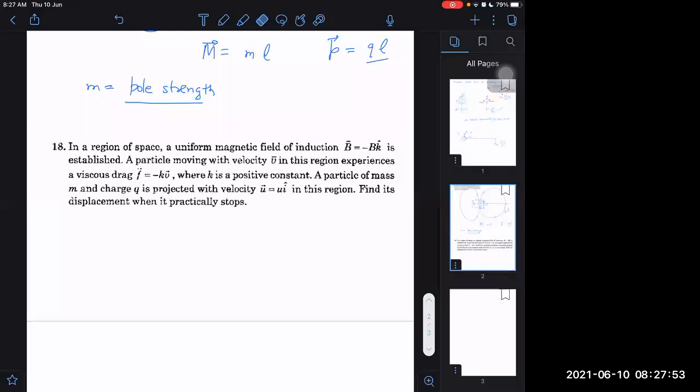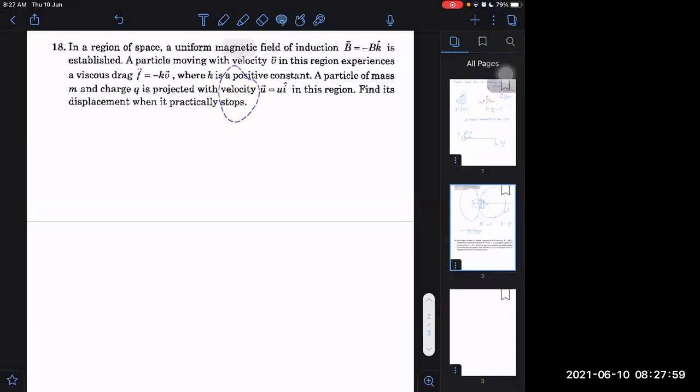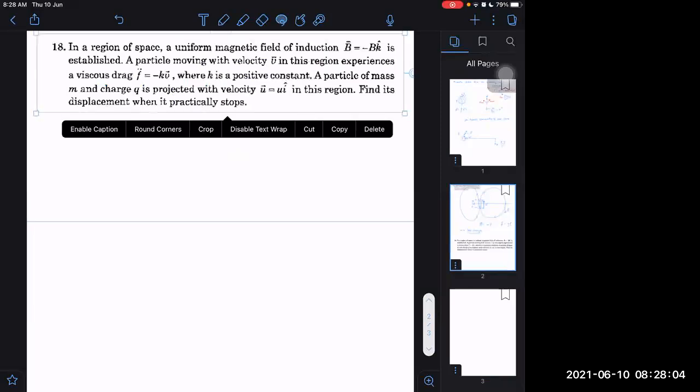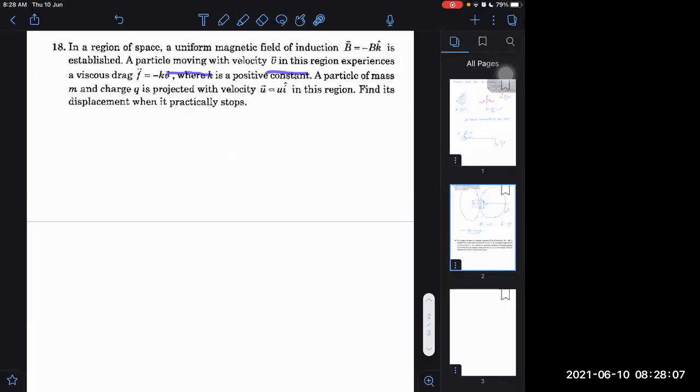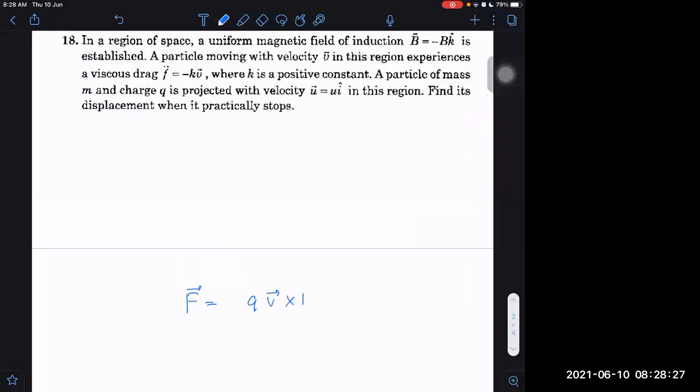In a region of space, a uniform magnetic field of induction minus B k cap is established. A particle moving with velocity v in the region experiences a viscous drag minus kv. So one additional force is there other than the magnetic force, that is minus kv. What will be the net force now? So the net force, I think we can write, is qv cross B, not plus, minus kv. That is the net force.